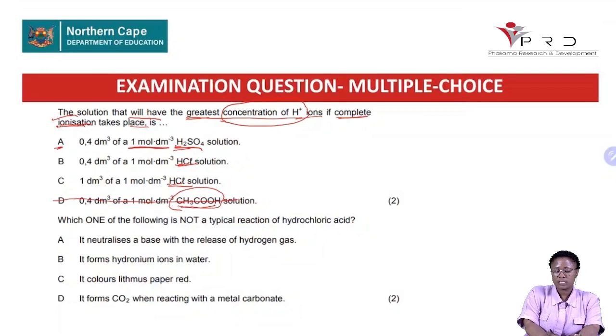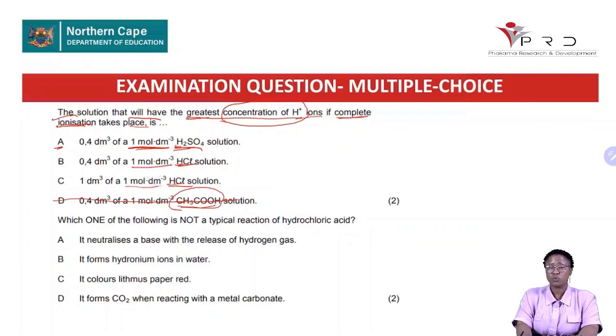I have the concentration of 1. The concentration of hydrochloric acid is 1. The concentration of hydrochloric acid here is also 1. What is the difference between C and B? Their volumes are not the same. But what are we interested in when we speak of concentration? We are interested in the concentration of the solution.